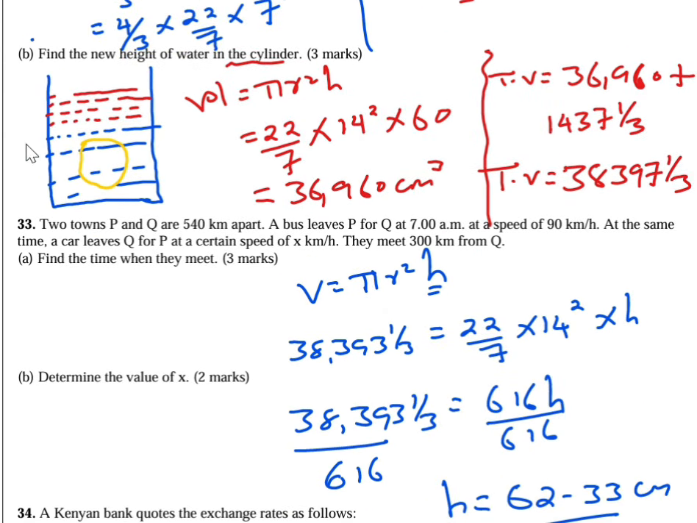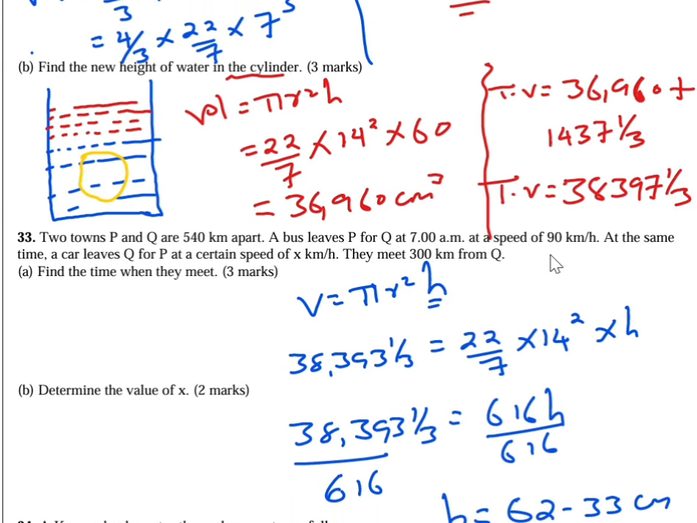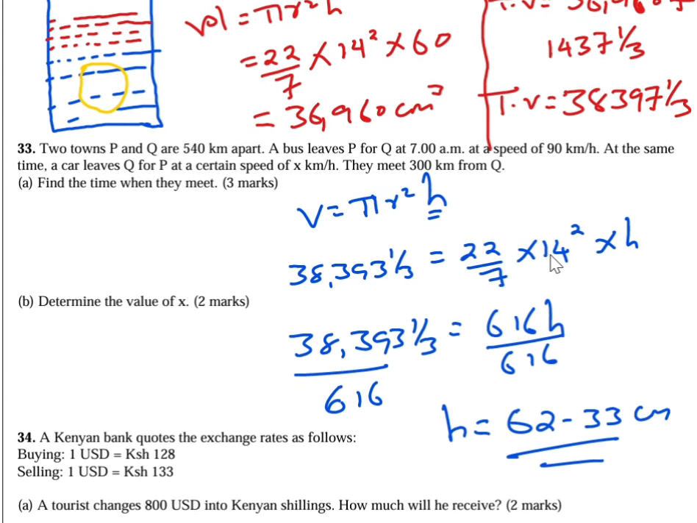Hope you've understood how we have arrived at this answer. We continue to number 33. Two towns, P and Q, are 540 kilometers apart. A bus leaves P for Q at 7 a.m. at a speed of 90 kilometers per hour. At the same time, a car leaves Q for P at a certain speed, X kilometers per hour. They meet 300 kilometers from Q. Find the time when they meet.